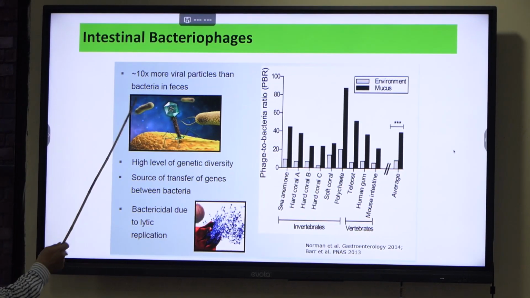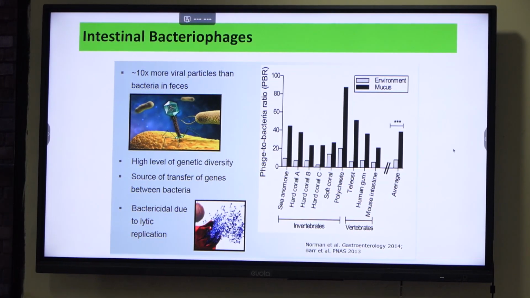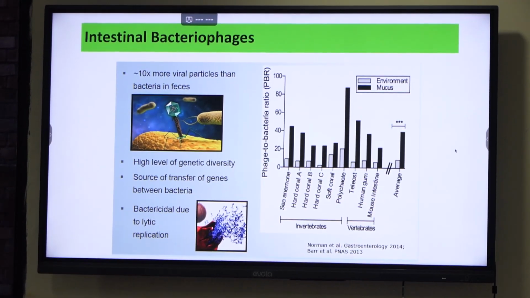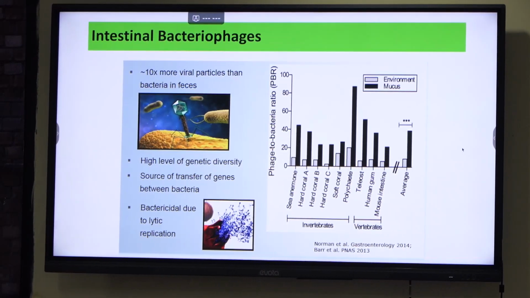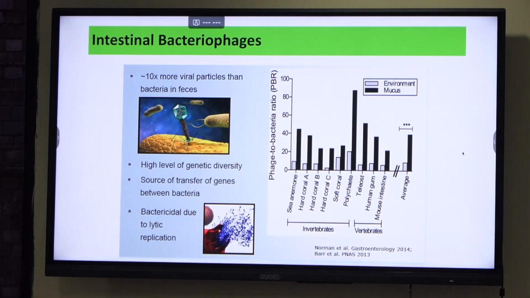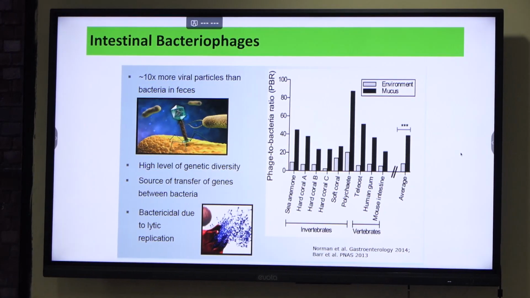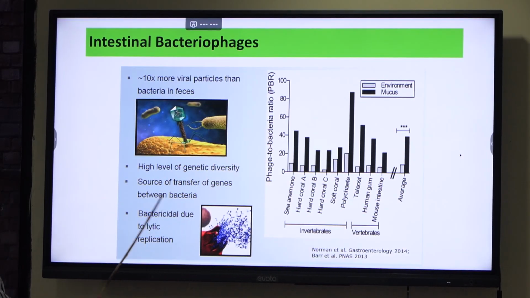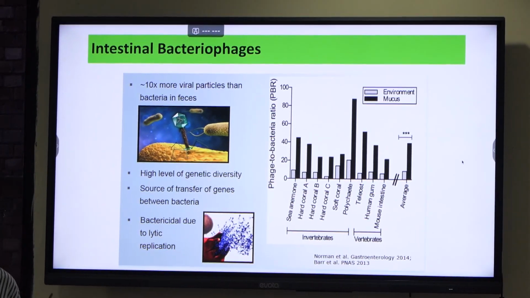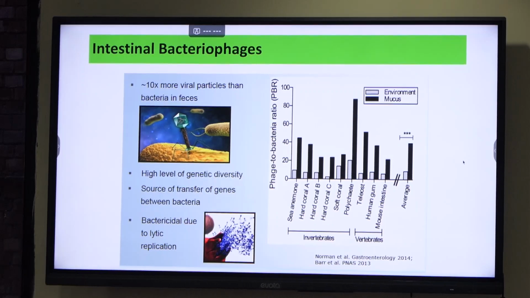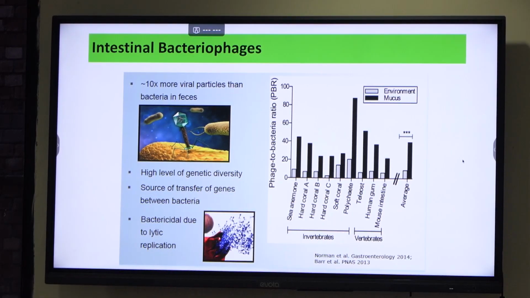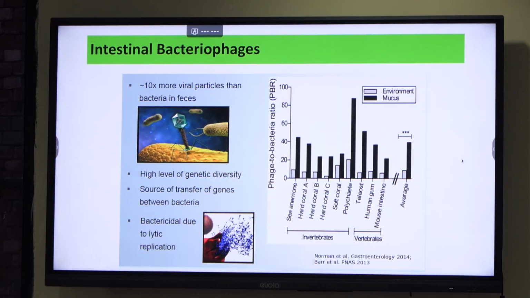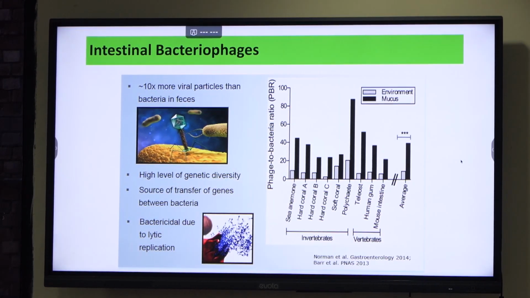10x more viral particles than bacteria in feces, 10 times. If you look at the bacteria in fecal material, you should expect there are 10 times more bacteriophages in the stool than bacteria. High level of genetic diversity, a source of transfer of genes between bacteria. You see, this is also very interesting. If 2 different bacteria are there, they can transfer the genome. We studied this transduction and all that during our BSc.